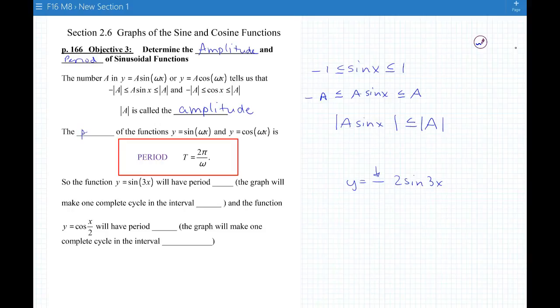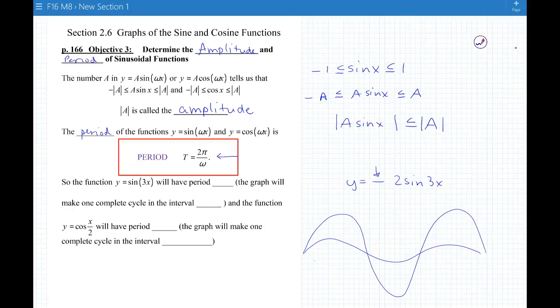So the period of the functions y equals sine omega x and y equals cosine omega x is 2 pi divided by omega. So this is a formula you need to know. 2 pi is the basic period, and then the omega multiplier changes the period. So the amplitude changes the height of the waves, but doesn't move the zeros. And changing omega changes the period.